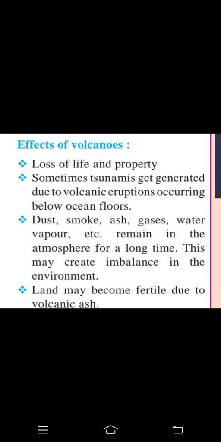And the next one is land may become fertile due to volcanic ash. So sometimes the land will get fertile with the ash. Fertile means it will be very good for crops. And the next one in the textbook is new land is formed due to volcanic eruption. So sometimes there is a new land because the lava gets cooled down and forms a rocky substance. So it will give you a new land sometimes. Lakes are formed at the mouth of the craters of dead volcanoes when rainwater accumulates in them.